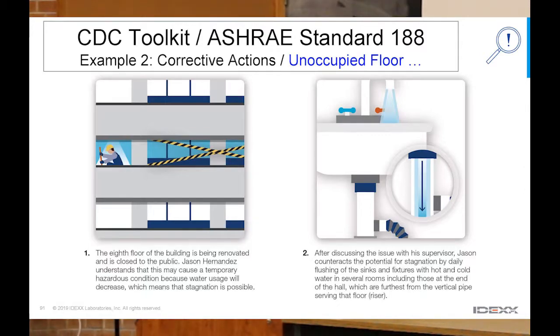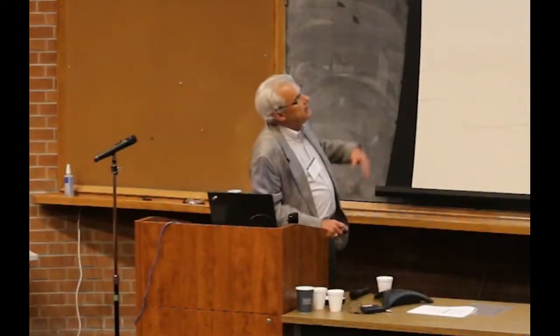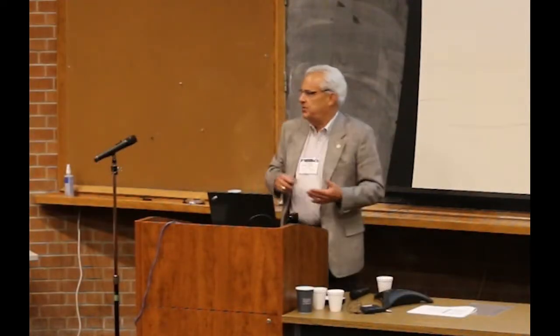After discussing the issue with the supervisor, Jason counteracts the potential for stagnation by daily flushing the sinks. That's right, he didn't just decide that. The plan said if you have a floor or a section of the building that's going to be unoccupied for a certain period of time, here's what you must do. So he does the flushing on the sinks and fixtures with hot and cold water in several rooms. I think Jen said anytime she's away from her home, she comes back and does the same thing. You get all the old out, and you get new in, and what's going to be new coming in?